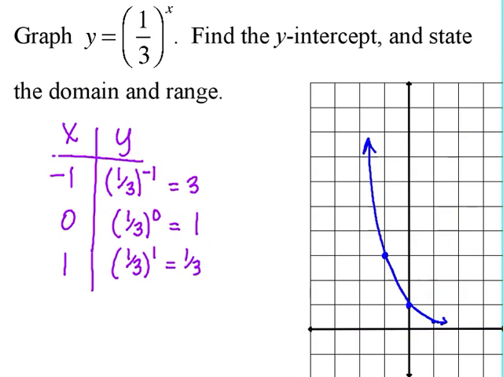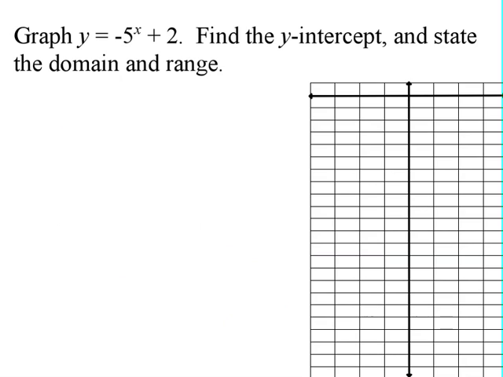Okay, so let's look at the next one. We've already graphed this, remember. What's my y-intercept going to be? 1. Okay, that's right here. All right, what's the domain? All reals. What's the range? Y is greater than 0. Okay? I won't say always. The domain is going to always be pretty much all reals. The range might change.